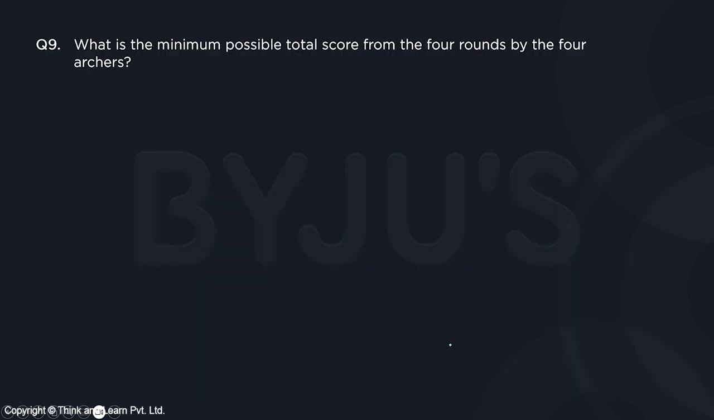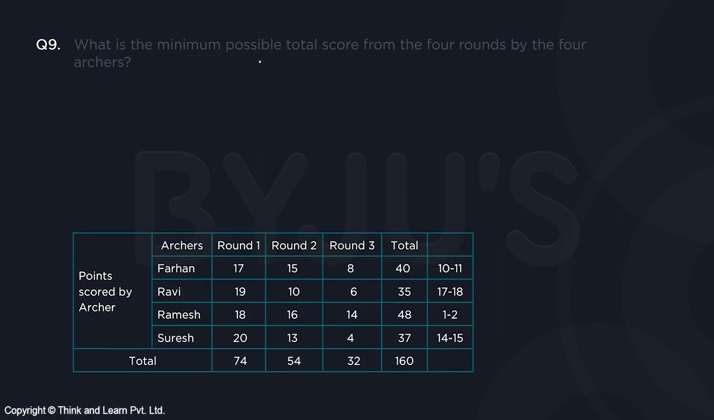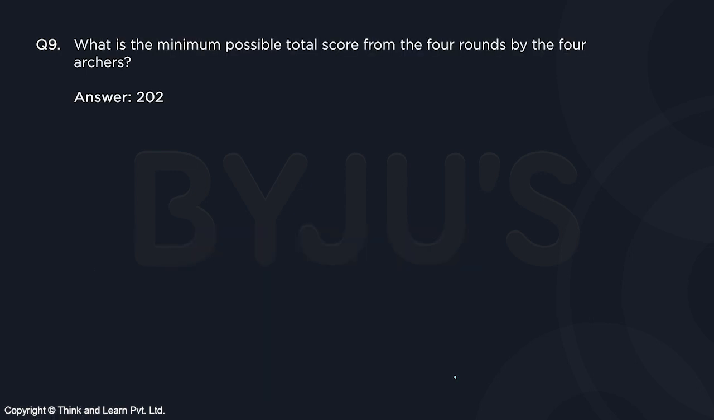So let's see the questions now. What is the minimum possible total score from the 4 rounds by the 4 archers? Currently, their total score is 160. At minimum, they can score 10, 17, 1 and 14. 10 plus 17 is 27, plus 1 is 28, plus 14 is 42. If they score 42 more, their total score will become 202, and that's the right answer, 202.